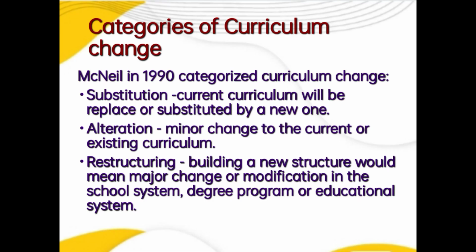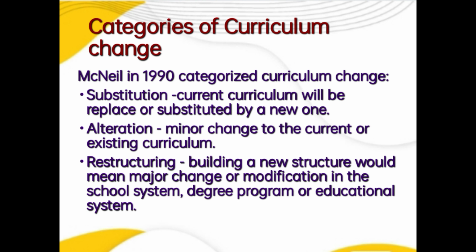The next one is the categories of curriculum change. So, according to McNeil in 1990, he categorized curriculum change into 5. The first one is substitution. So, the current curriculum will be replaced or substituted by a new one. We call this a complete overhaul. So, example ani is changing an old book to an entirely new one. So, tanan gyud siya gipulihan or gibag-o.